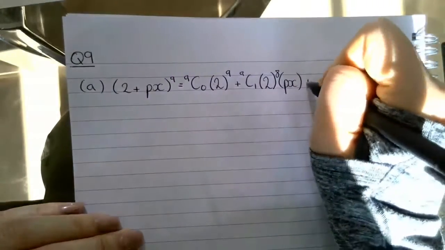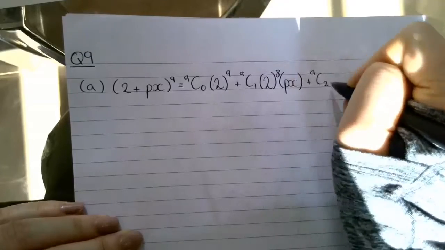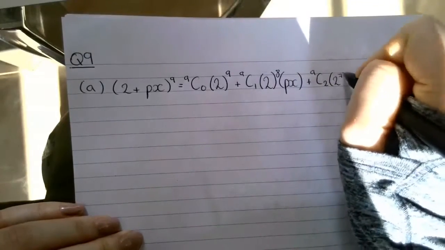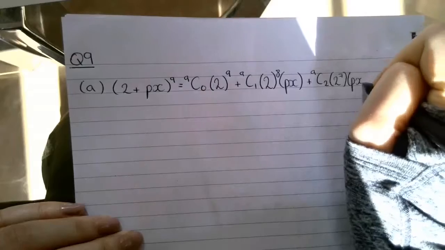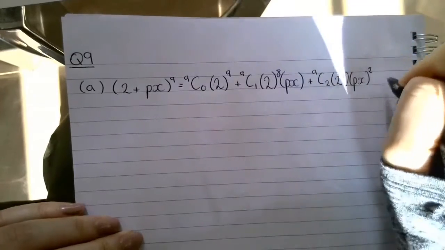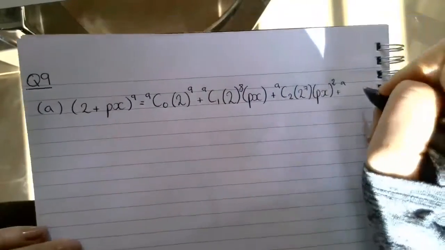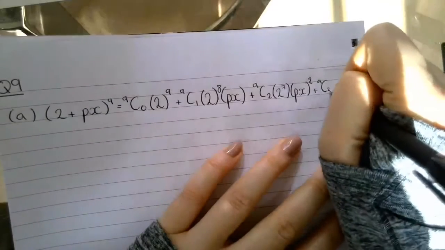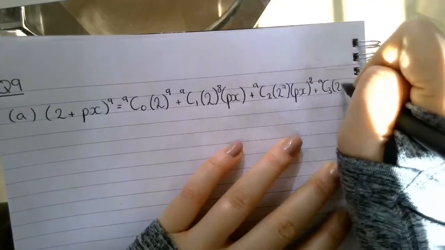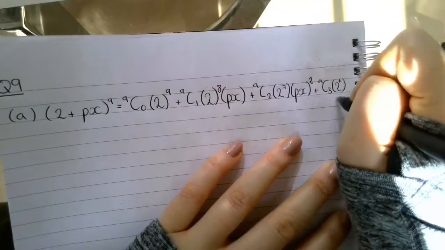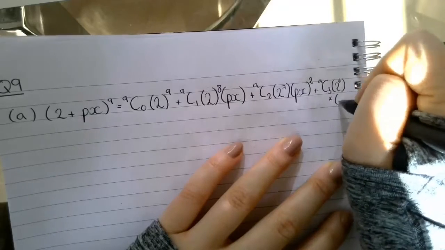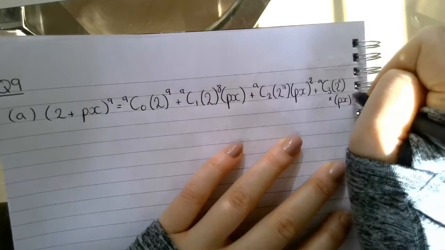Then we've got 9 choose 2, 2 to the power of 7, (px) all squared, and then 9 choose 3, 2 to the power of 6, and that's not going to fit on, so we're timesing that by (px) to the power of 3.